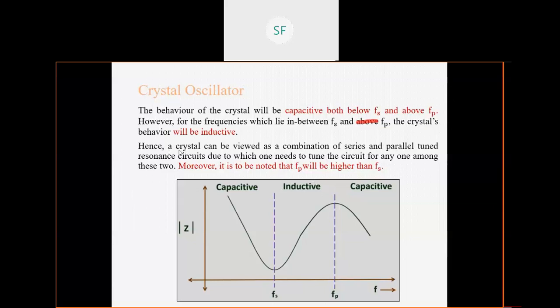Okay. Hence, a crystal can be viewed as a combination of series and parallel tuned resonant circuits, due to which one needs to tune the circuit for any one among the two. From this particular graph, you can tell that your circuit will have two different resonating frequencies. The first resonating frequency will be the series resonating frequency, and the second is the parallel resonating frequency. So you can use any one out of these two.